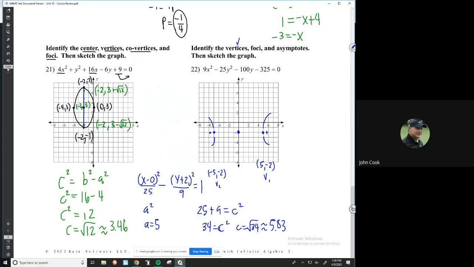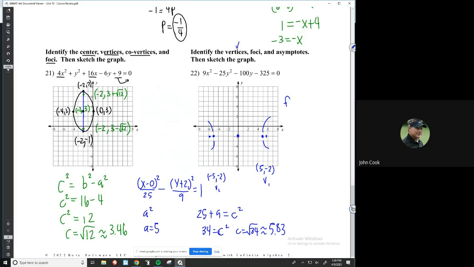And so that means that the foci are going to be located at the following locations. One of them is going to be at (square root of 34, -2), where in the x direction it goes over square root of 34, and -2 is the y value. And then the other one's going to go to the left by the square root of 34, so (negative square root of 34, -2). So those are my two foci.